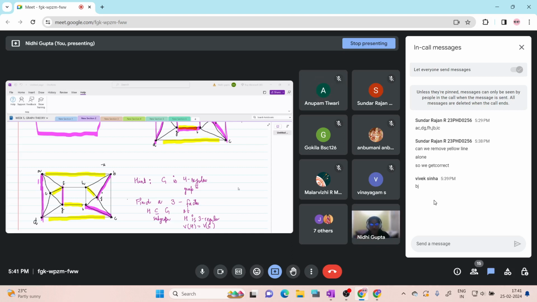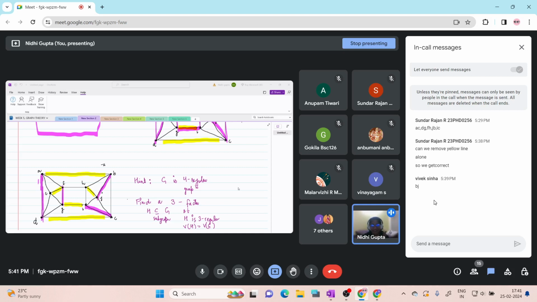Yes, because basically if we have a 4 regular graph and we are removing a 1 factor, then we are getting a 3 factor, because earlier every vertex has degree 4. Now in one factor every vertex has degree 1. So if we remove the edges of one factor, in the resultant graph all the vertices will have degree 3. So we get a 3 factor. So you can see, if we have a 1 factor in our 4 regular graph, then the complement of it is giving us a 3 factor.